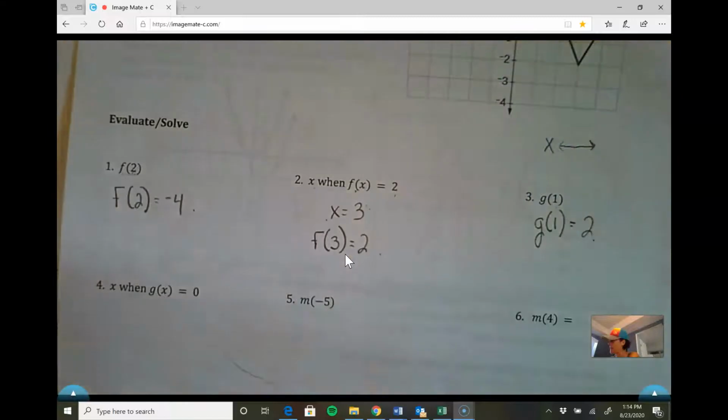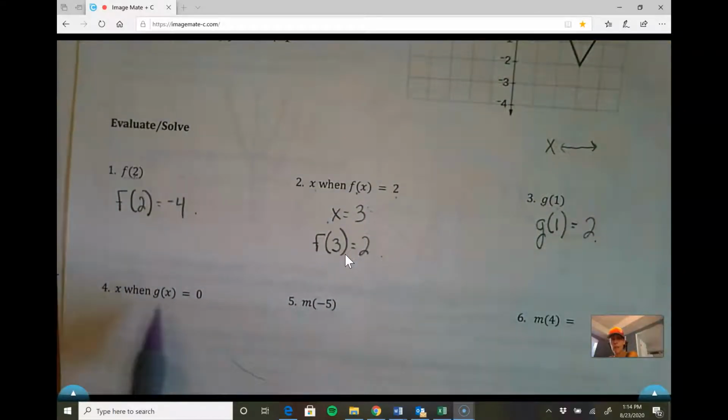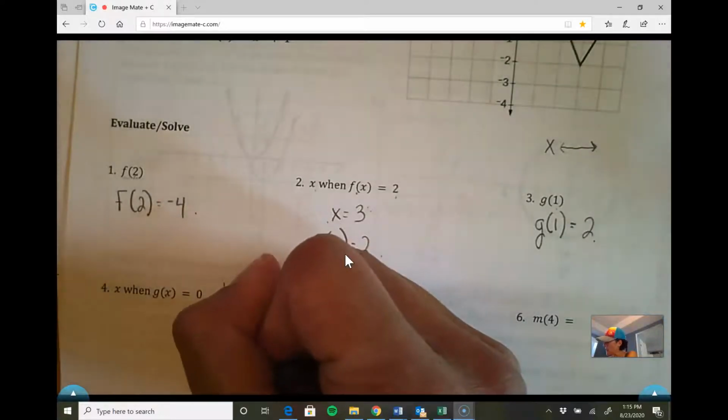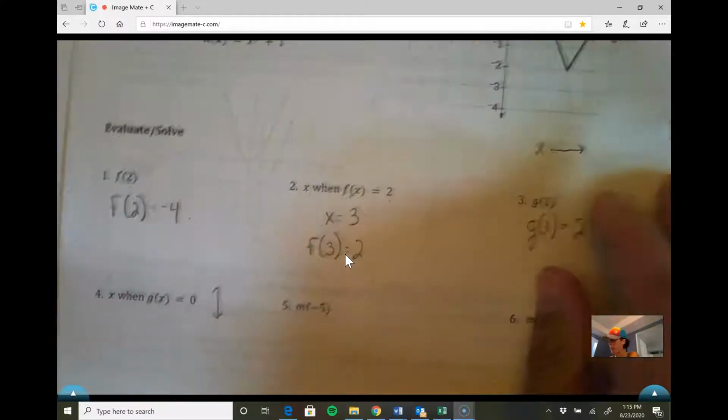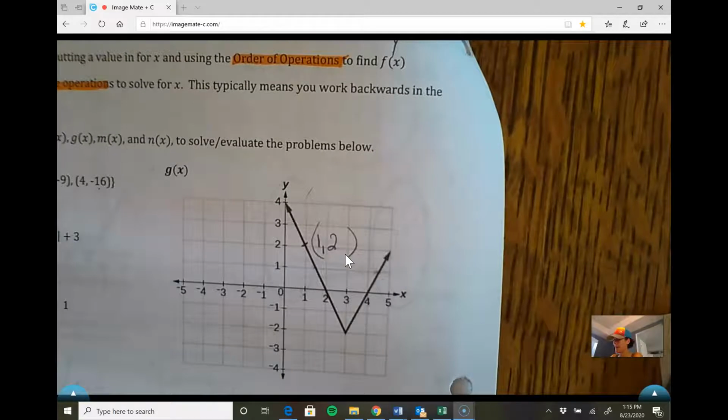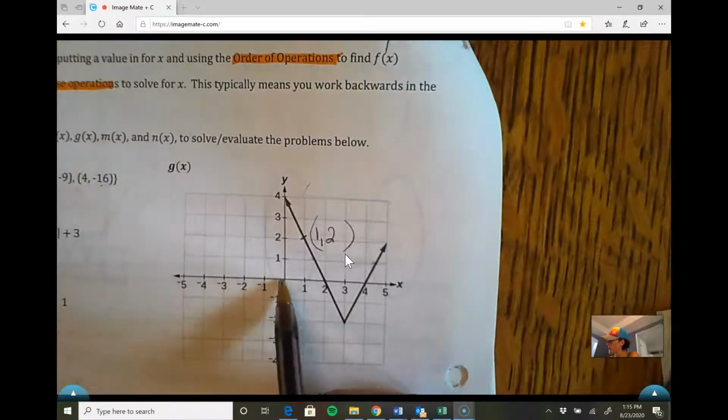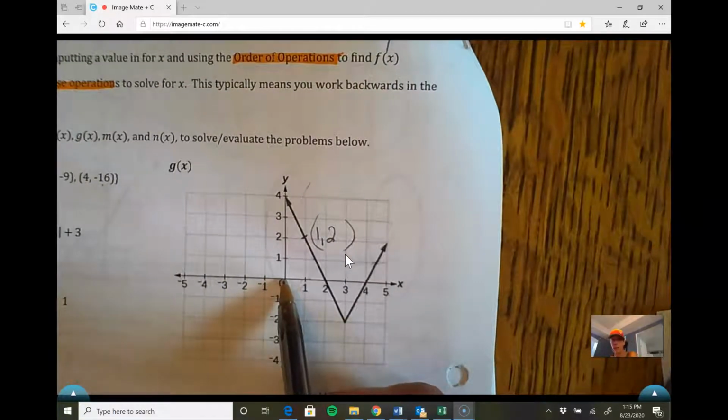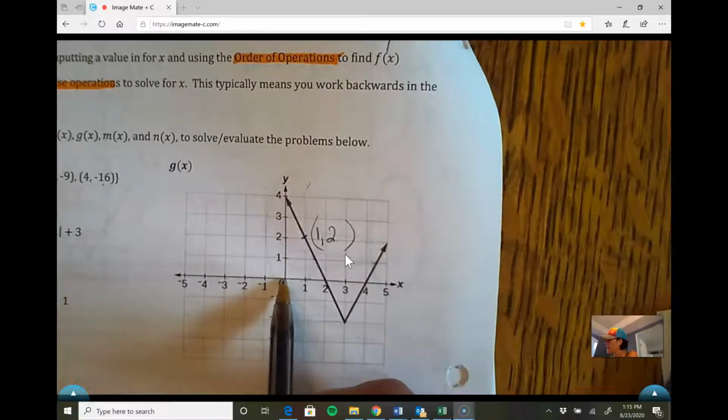All right, so again, this is just the exact opposite. This is saying find x when g of x, or when y, is 0. So y tells you to move up or down from the center, from the origin. So I'm going to grab a different color here. So this says, according to it being 0, that I shouldn't move up or down, right?